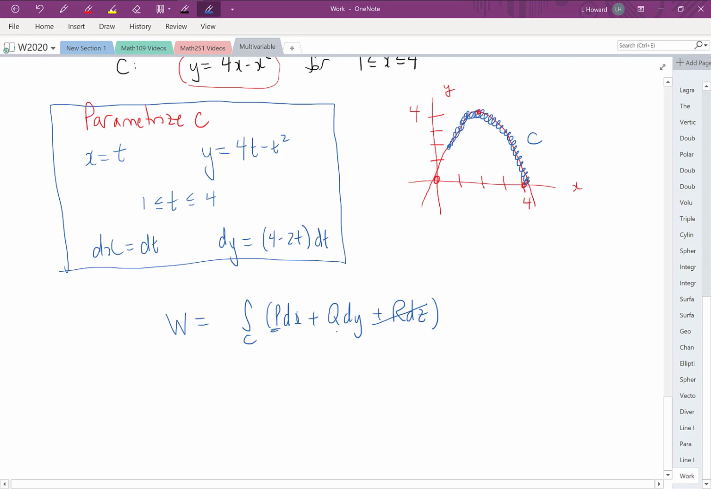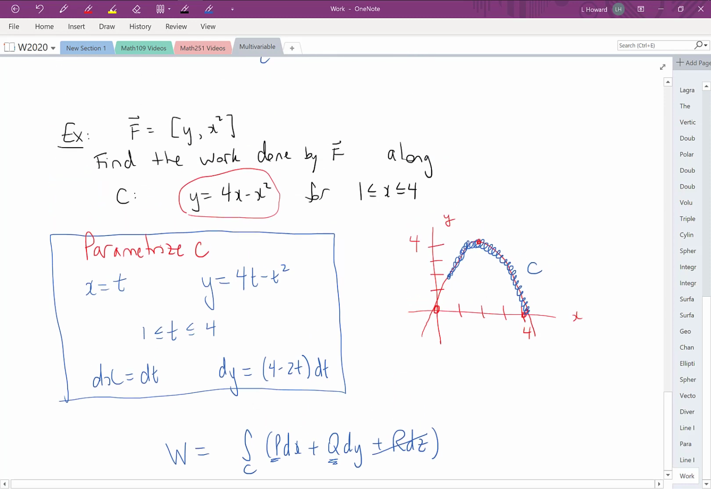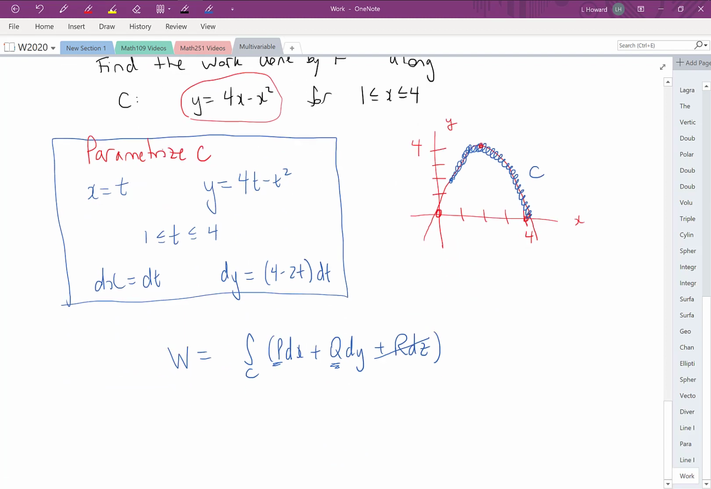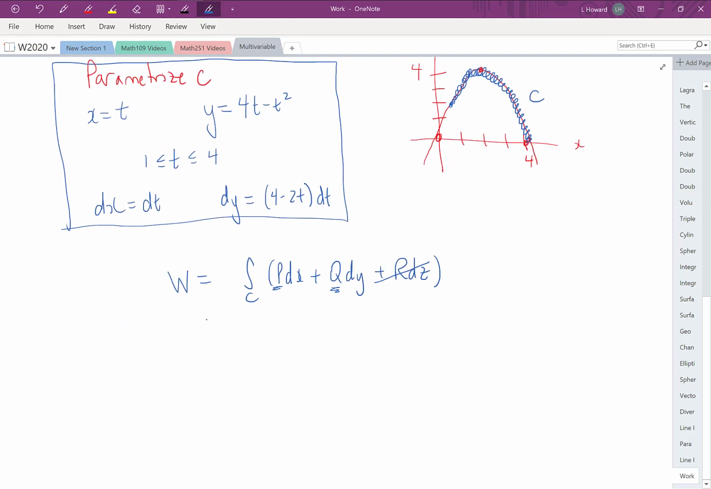Okay, now when we say p and q, those are the components of our vector field. So we need to look back up at the problem. The vector field was the first thing we wrote down here. Our vector field is y comma x squared. So p is equal to y and q is equal to x squared. I would sub that in right away. So y dx plus x squared dy is what we want to integrate.